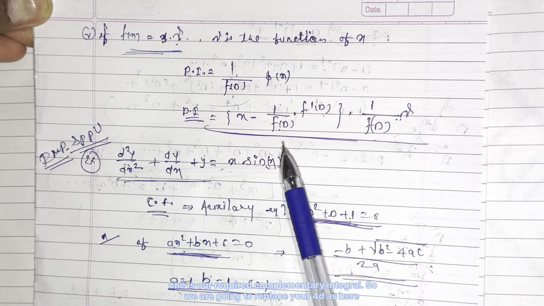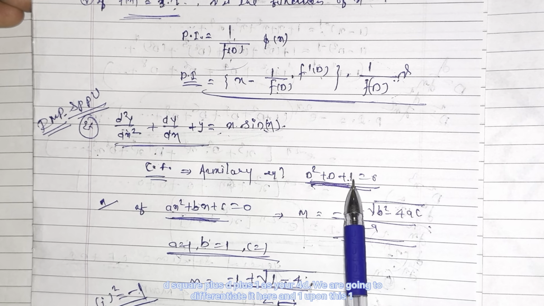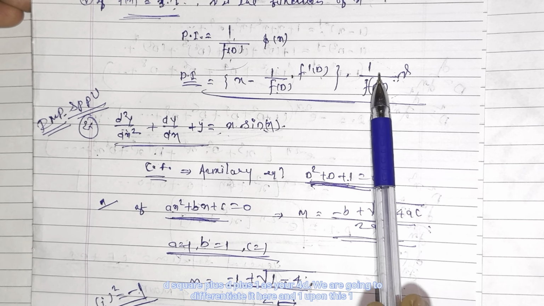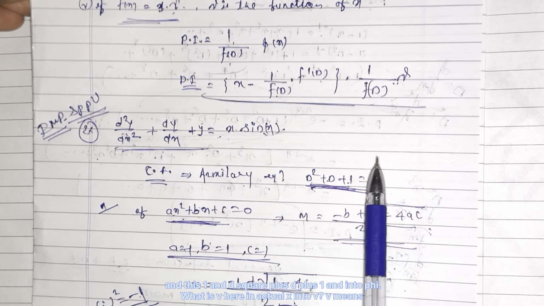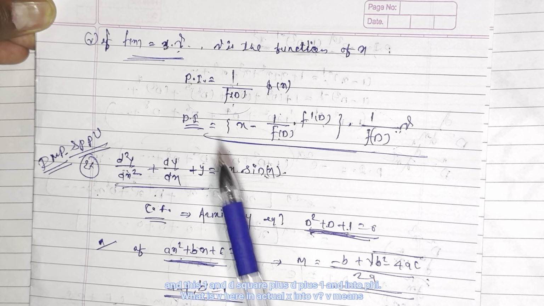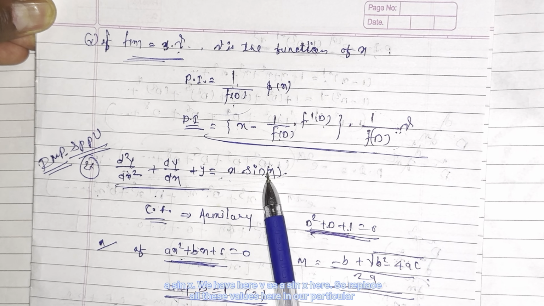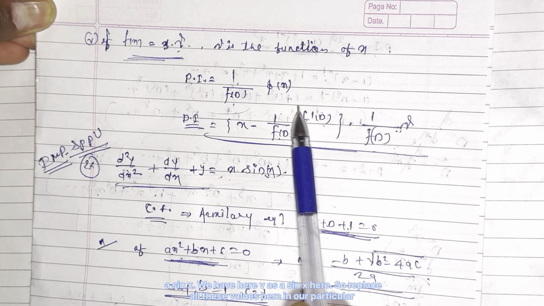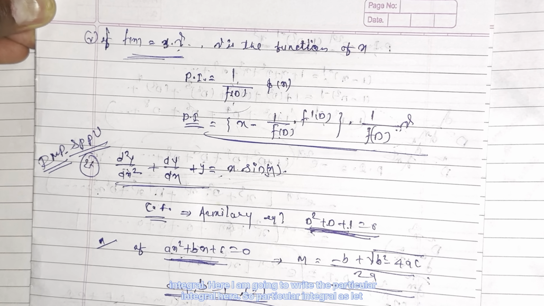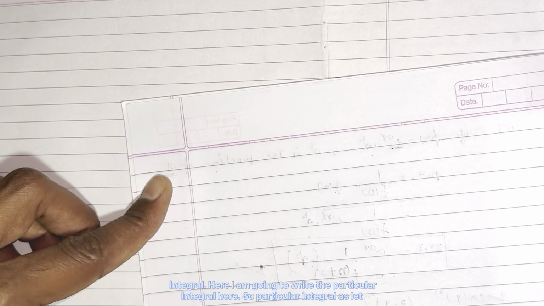So we are going to replace f of D as D² plus D plus 1. We are going to differentiate it here, and 1 upon this D² plus D plus 1 into phi. What is phi here? In actual x into phi, phi means sin x. We have here phi as sin x. So replace all these values here in our particular integral. Here I'm going to write the particular integral.